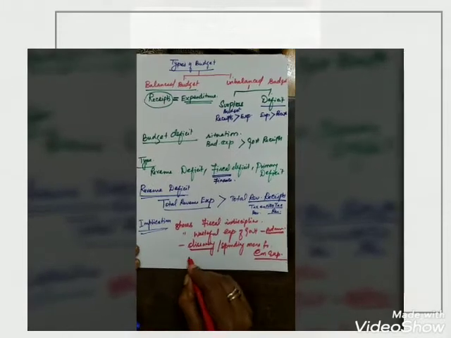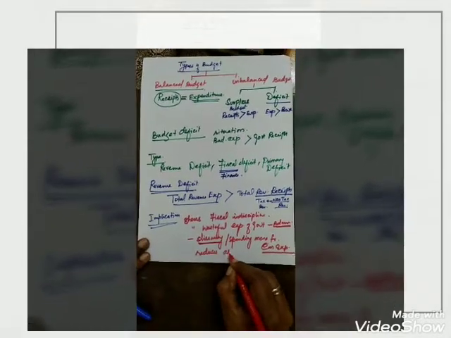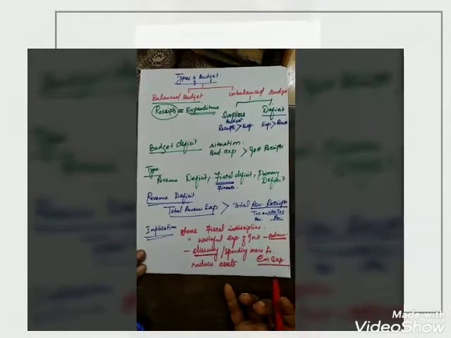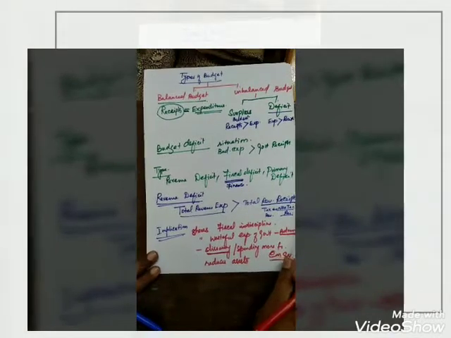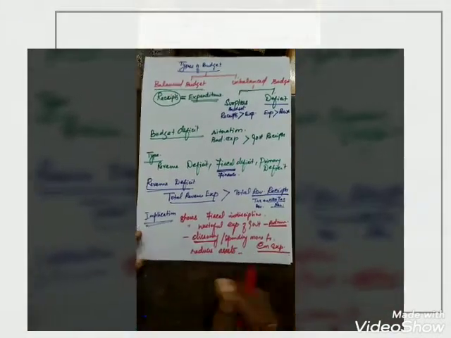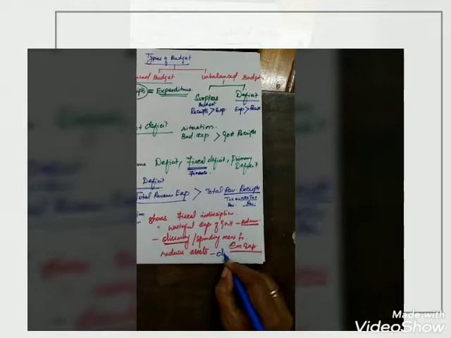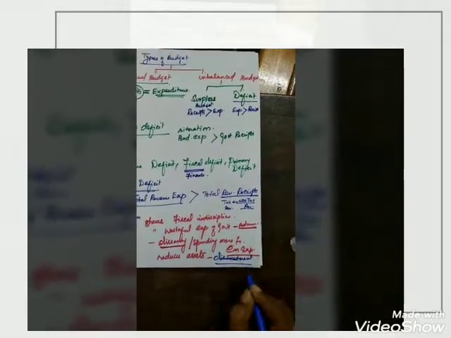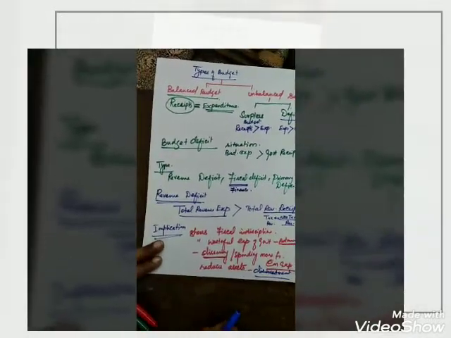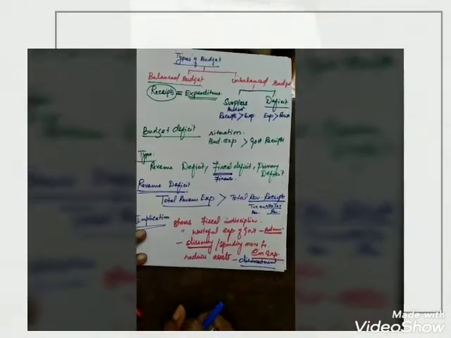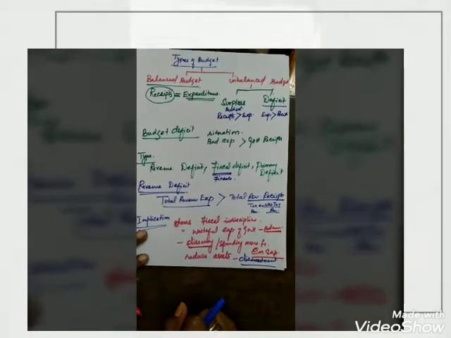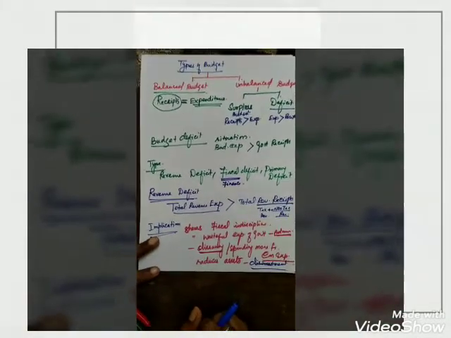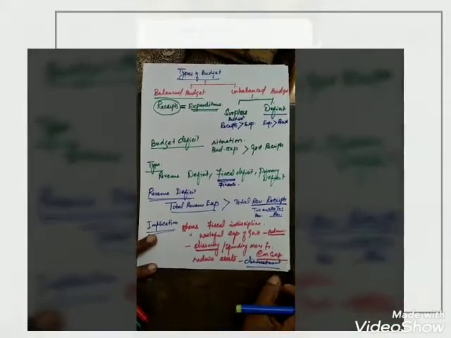Next, it reduces assets. Not able to pay, they have to immediately sell property, so it reduces the assets of the government. This is called disinvestment. What is disinvestment? Selling the shares of public sector undertakings to the private sector. Recently NLC, Neyveli Lignite Corporation, sold shares to the public. This is called disinvestment.